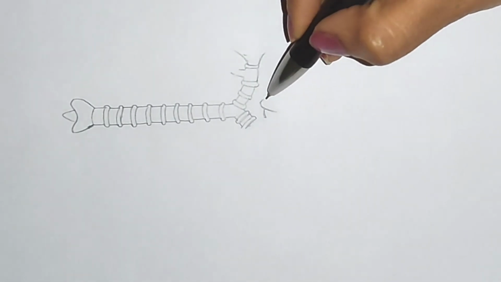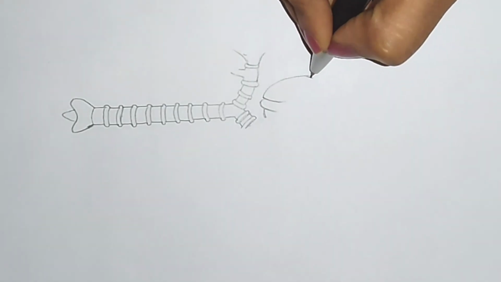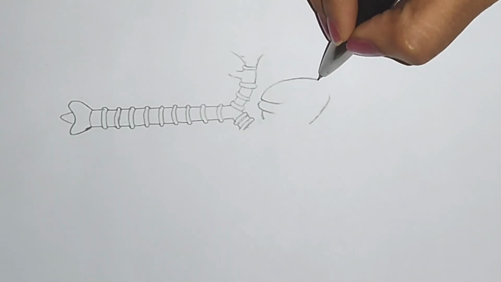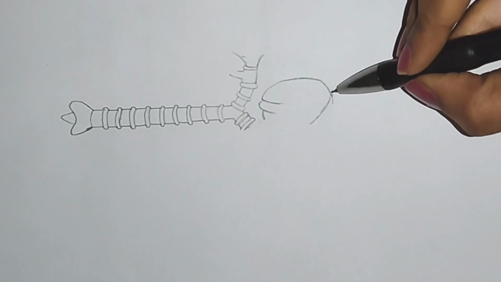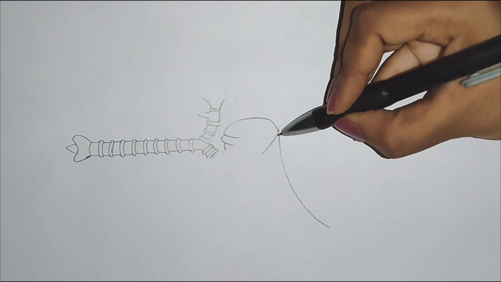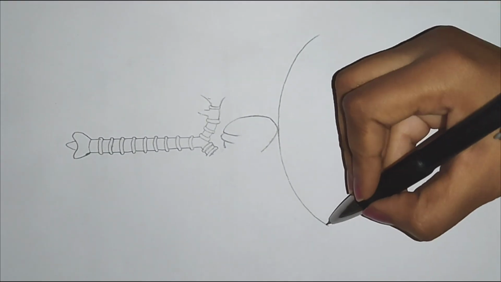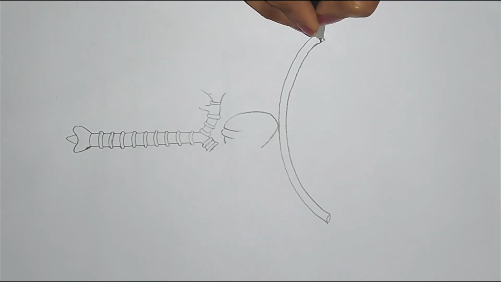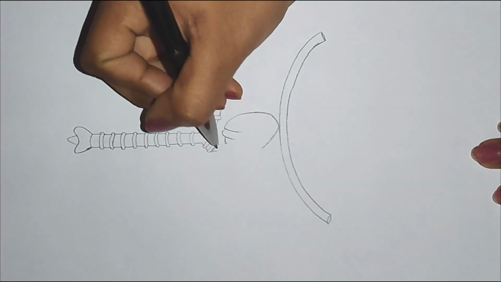Now after completing the branches, you should be drawing the heart. After drawing the heart, at the bottom you will be drawing the diaphragm. It's literally an arc. To draw the arc, you can use your compass with a larger radius. If you use a smaller radius, it will become a circle and it won't look good.